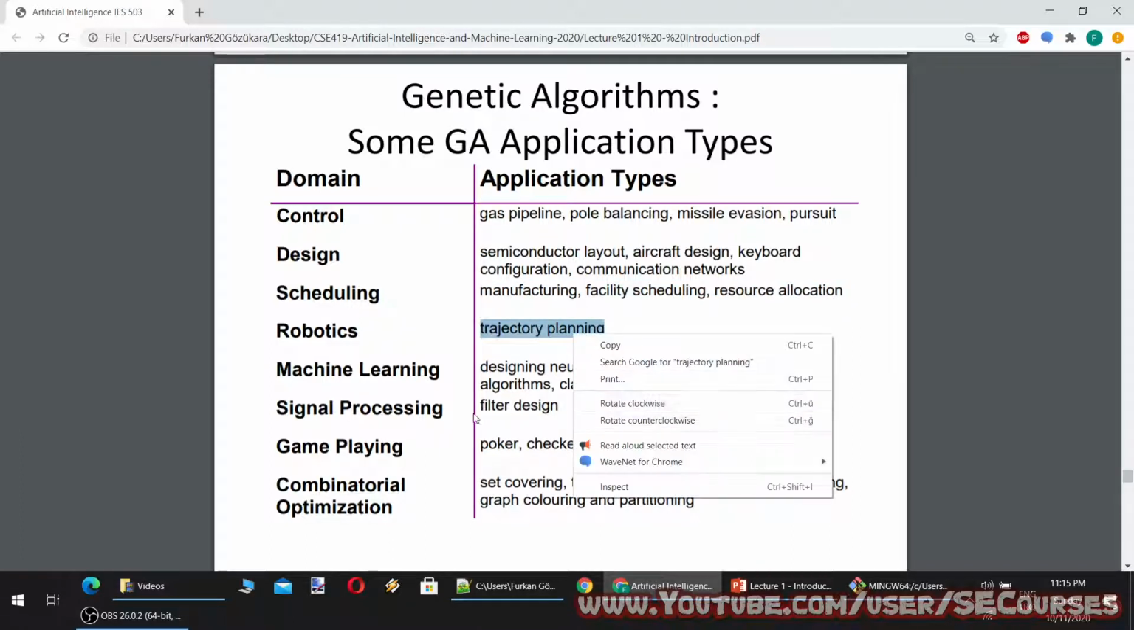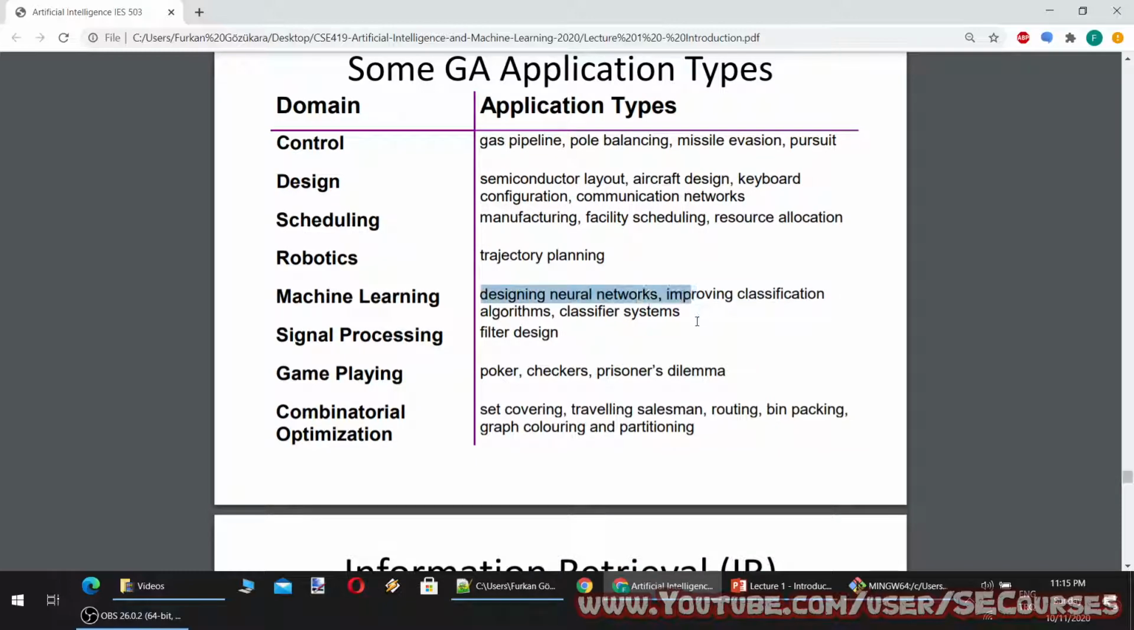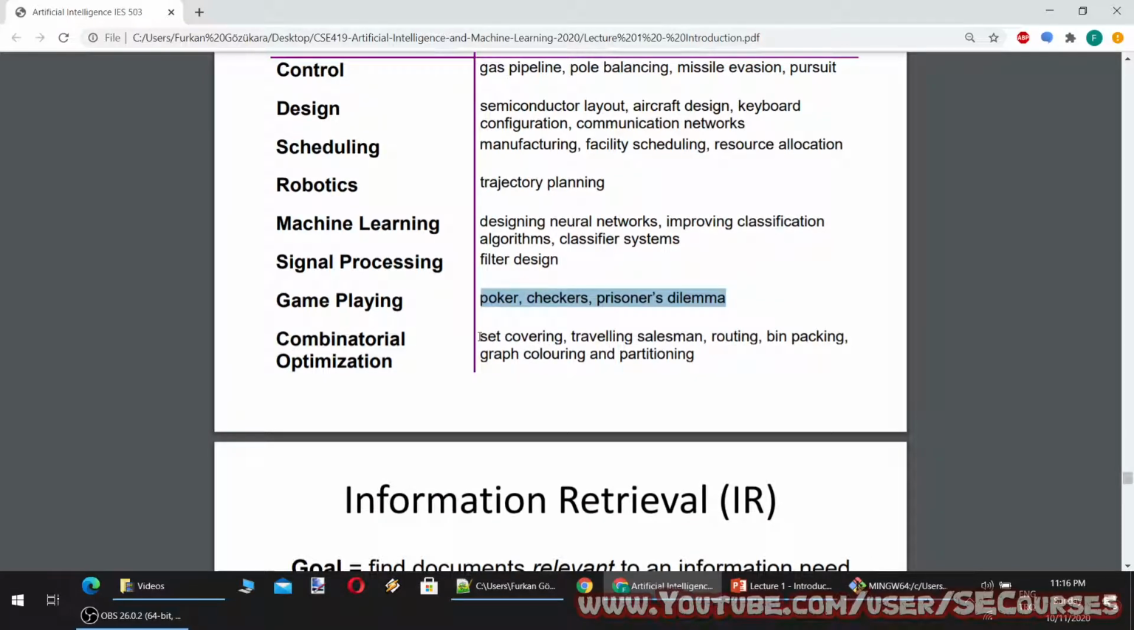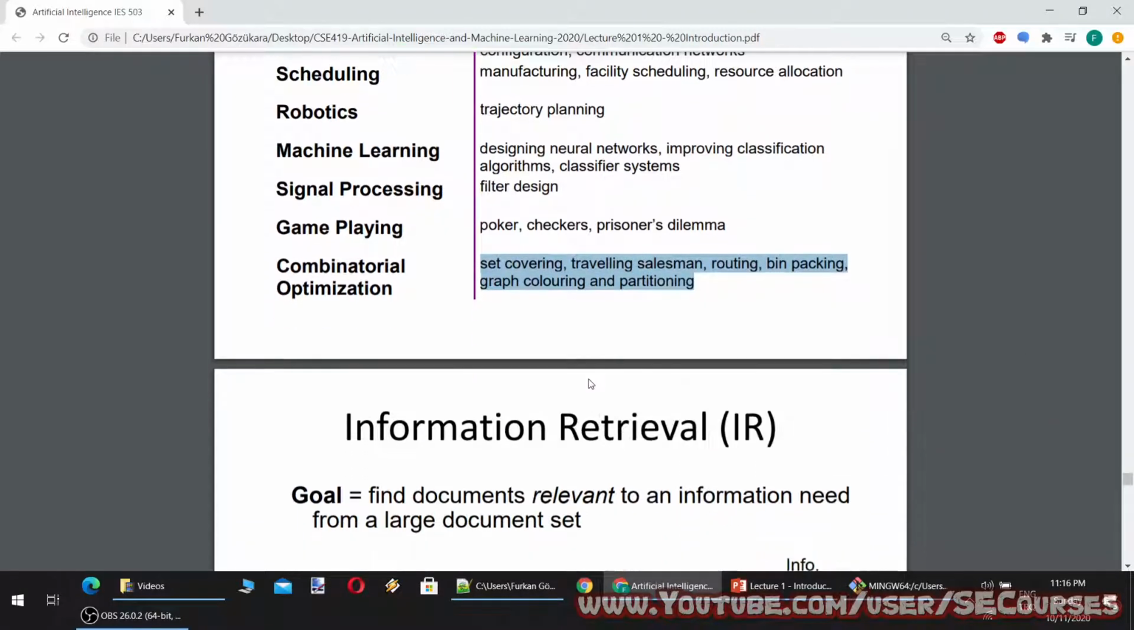Robotics, trajectory planning, machine learning, designing neural networks, improving classification algorithms, classifier systems, filter design in signal processing, in game playing: poker, checkers, prisoner's dilemma. Combinatorial optimization: set covering, traveling salesman, routing, bin packing, graph coloring and partitioning.